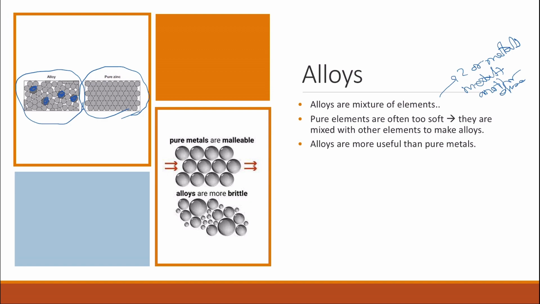So we can see that pure metals are malleable because the layers can slide past each other easily, but alloys are more brittle because of the introduction of different sizes of particles. They distort the layers of the pure metal, making it harder.